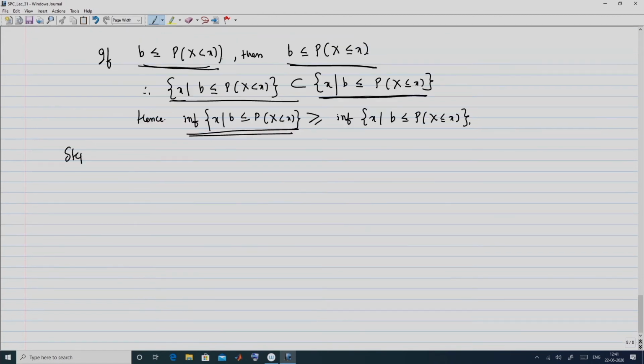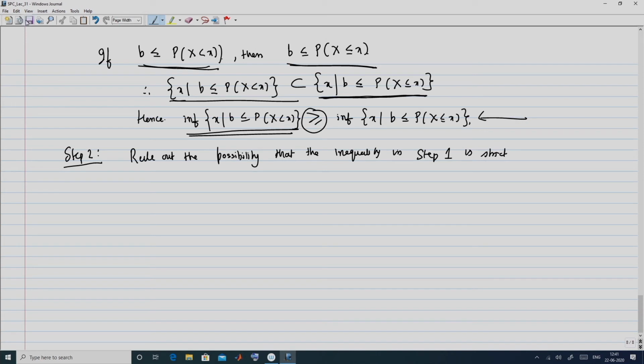Now, in step 2 we do the following. In step 2 we rule out the possibility that the inequality in step 1, that is this inequality, is strict. That means, this is a strict inequality. So, we have to rule out the possibility that this is a strict inequality. Now, let us start off with contradiction, so you will use the approach of contradiction and begin with the assumption that the strict inequality holds. Suppose that the strict inequality holds.